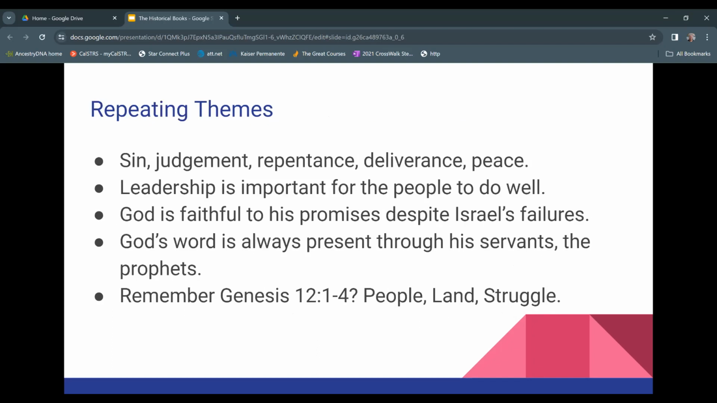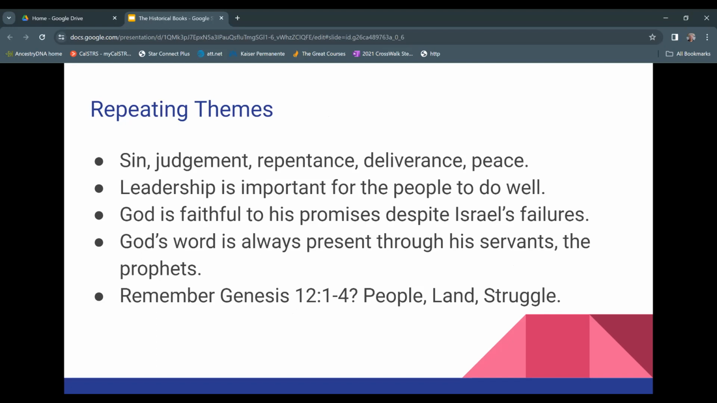So there are repeating themes throughout. There's sin, followed by judgment, by repentance, by deliverance, by a period of peace. Their leadership is important for the people in order to do well. God is faithful to his promises despite Israel's failures. God's word is always present through his servants and his prophets.